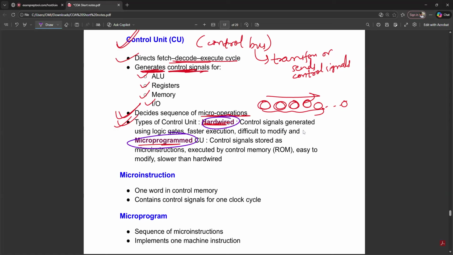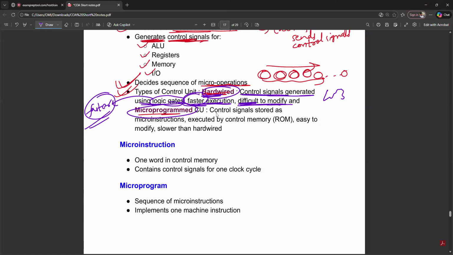So hardwired means that control signals are generated using logic gates, right? It is faster in execution and difficult to modify, because everything is hardwired. It is faster because it is generated with the help of logic gates, and you know that logic gates are faster. Okay. Now what is the microprogram control unit? So micro control signals are stored as micro instructions executed by control memory, and it is easy to modify, but slower than hardwired, right?